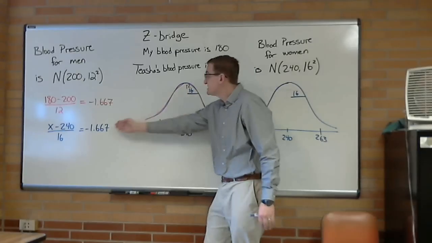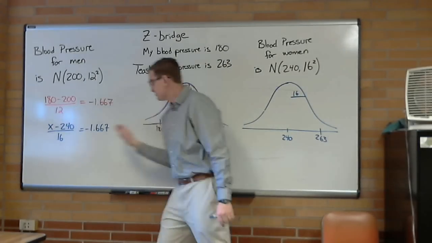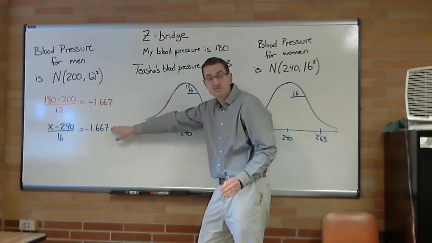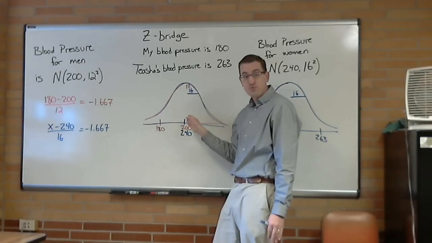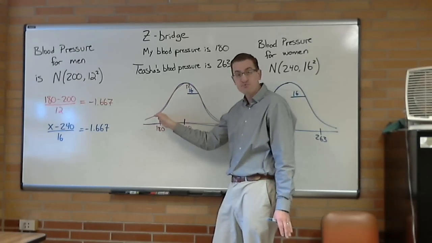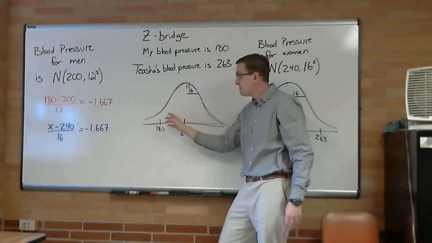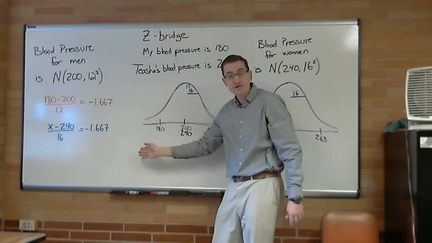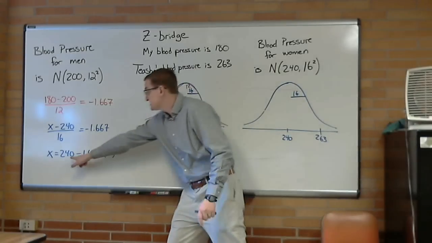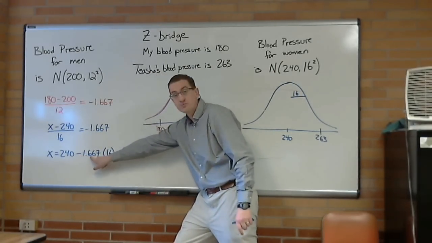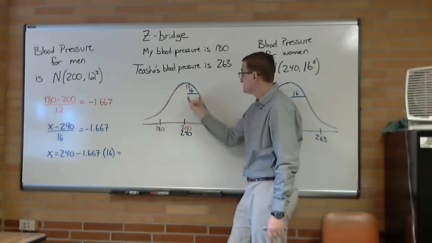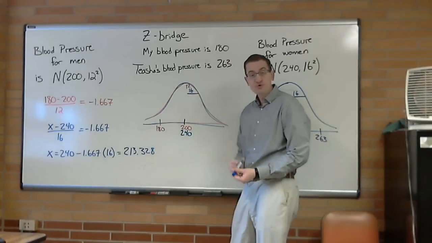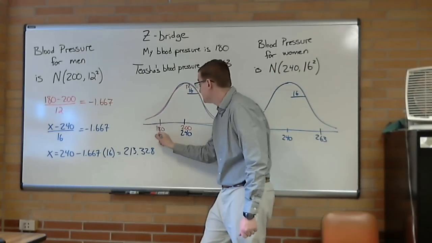I'm going to take the same equation, and let's put in x because we want to know where it lands for women, with the women's mean and standard deviation, and I'm going to use that same z-score of 1.6667. In other words, what x value will take me back 1.67 standard deviations? To solve this, I'm going to move the 16 to the other side, and I'm going to add the 240, which gives me an equation that should make a lot of sense. Starting at 240, if I go back 1 2/3 of the 16s, where does it land? About 213. So on the blue graph, this would be 213.